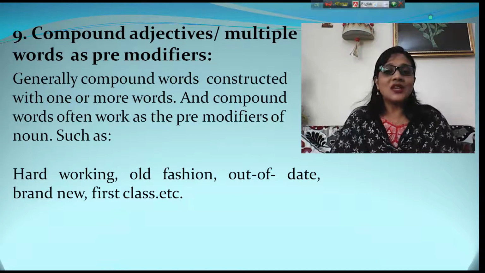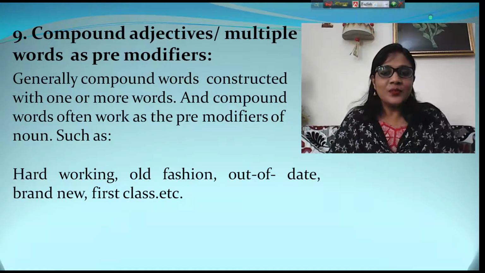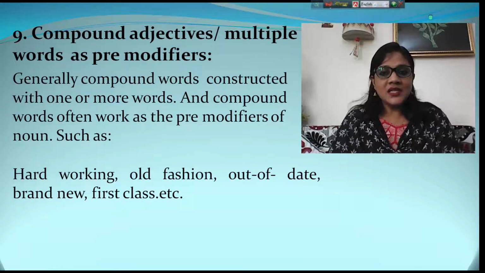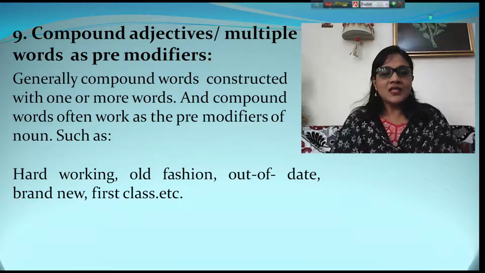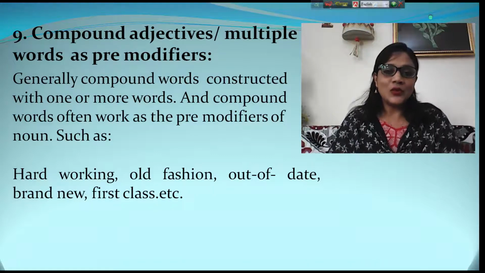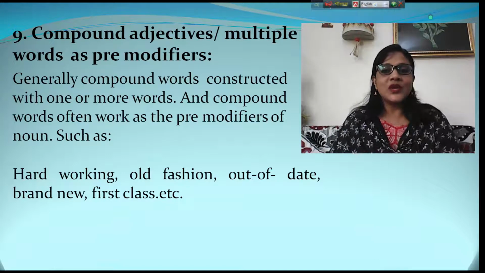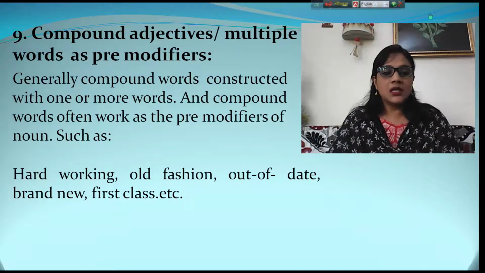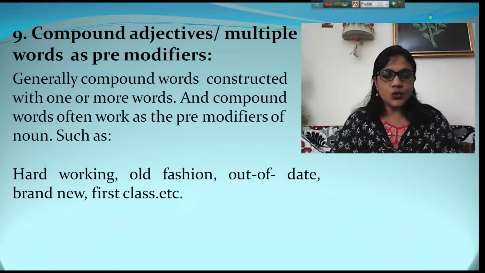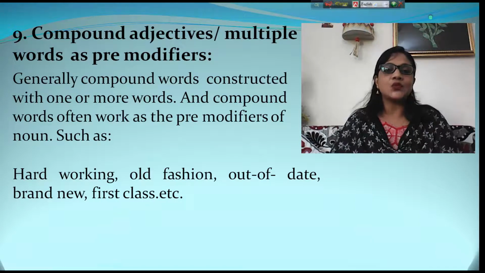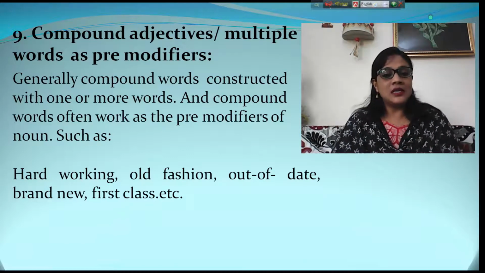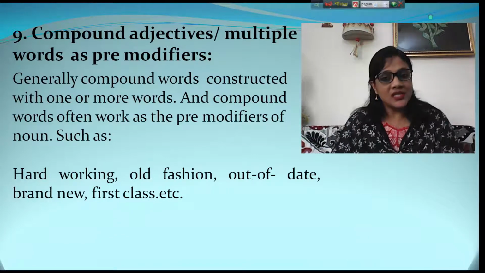Old-fashioned: I don't like old-fashioned men. Then out of date: this medicine is out of date now. Brand new: I want a brand new car. First class: I want to get first class in the examination. In these ways, you see, hard-working has two words, old-fashioned has two words, but its meaning is one. And for this reason, they are called compound adjectives. And these words sometimes work as pre-modifiers.